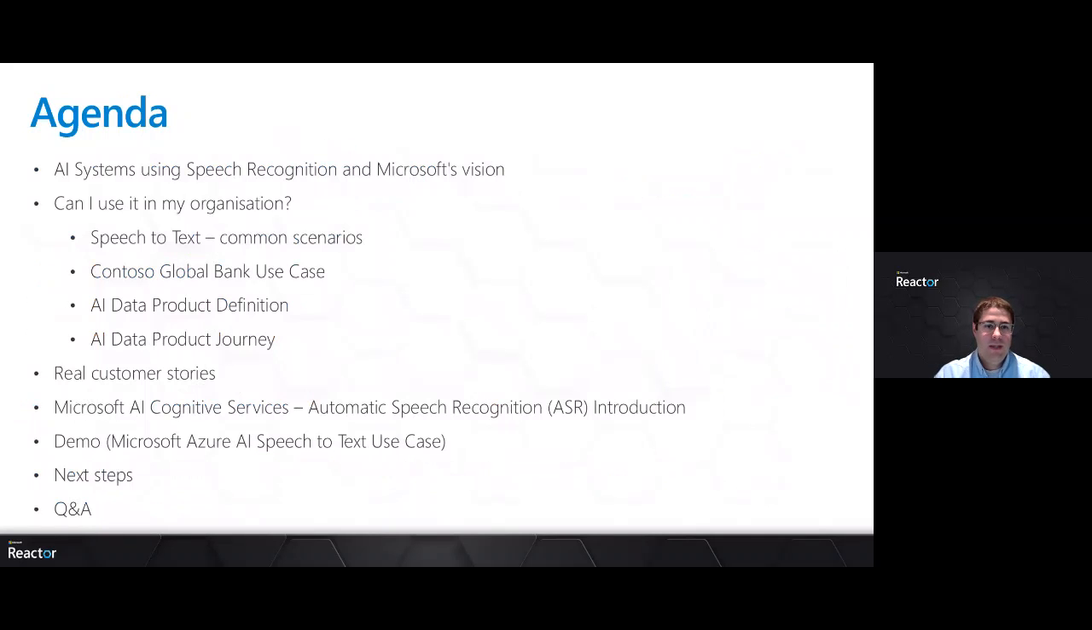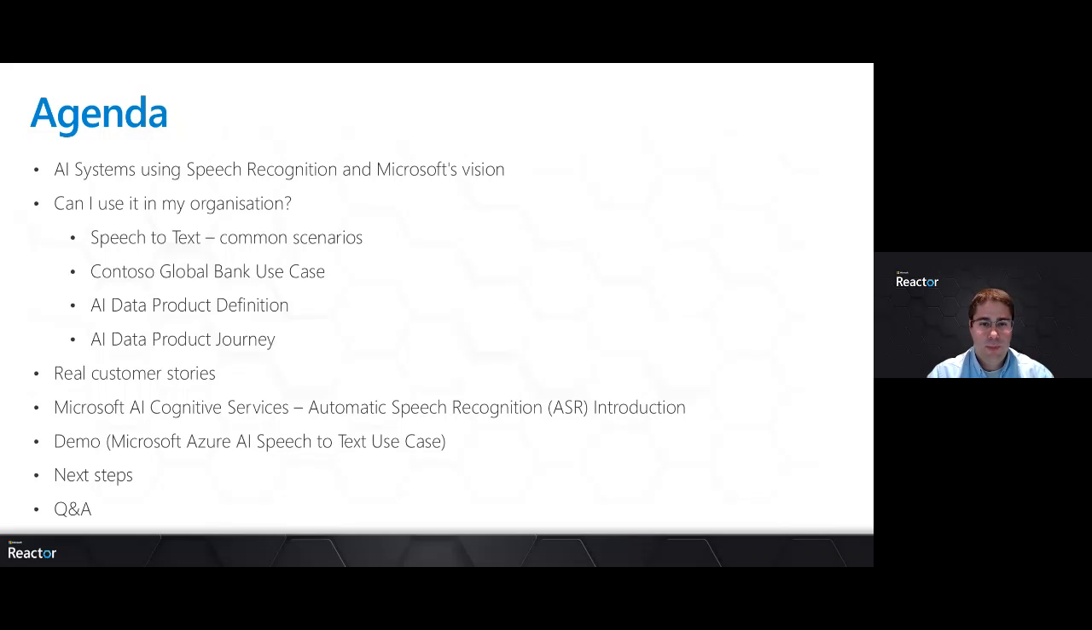So a little bit about the agenda. We're going to talk about AI systems using speech recognition, and a little bit about Microsoft Vision, and also how I can use it. Some common scenarios, and a fake scenario, the Contoso Global Bank use case, but very related to the reality of most of the customers. And talk a little bit about the AI data product definition and the AI data product journey.